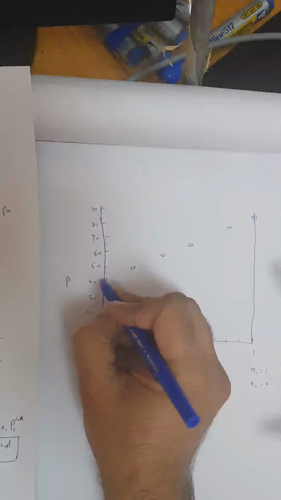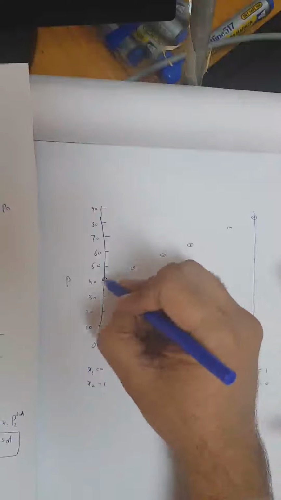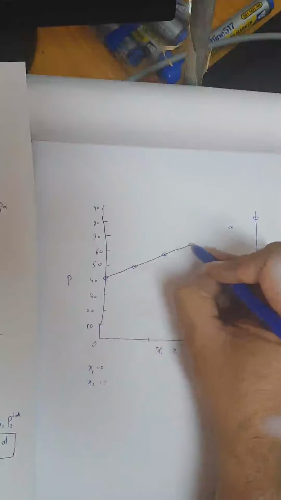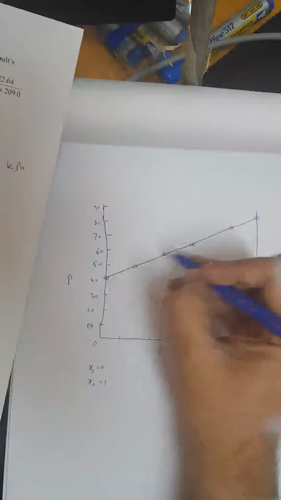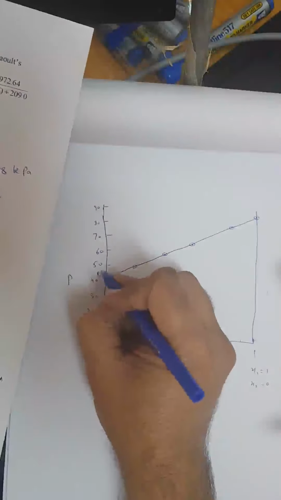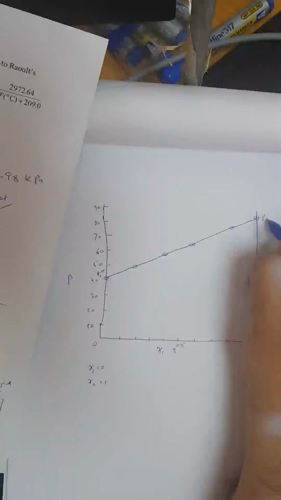So this is your bubble line. It's almost straight. It shows your liquid solution is behaving ideally for this one, acetonitrile and nitromethane. So this is your P2 set and this is your P1 set.